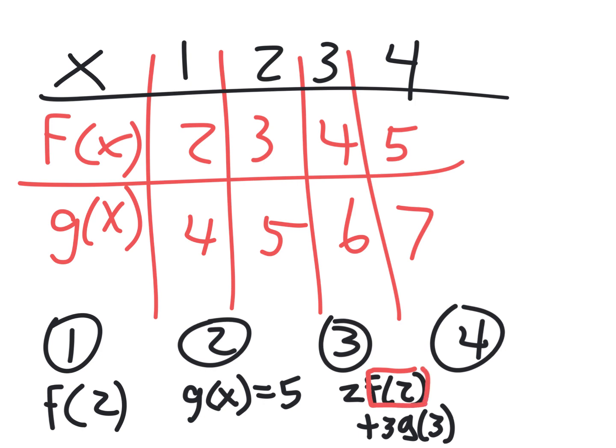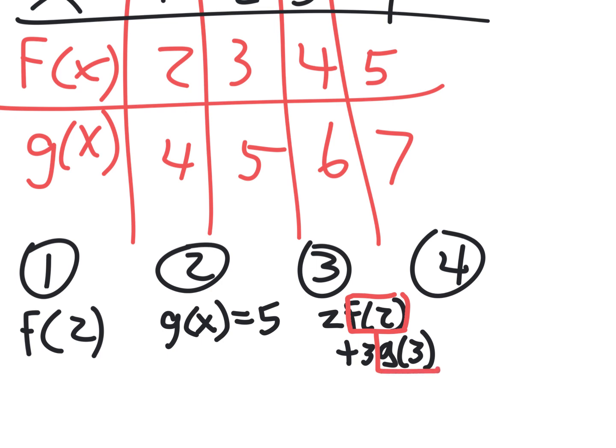Whenever they get complicated, just do one thing at a time. Like figure out f of 2. Just figure out f of 2. And then just figure out g of 3. And then go back and times the first one by 2 and times the other one by 3 and add them up. Do one thing at a time.